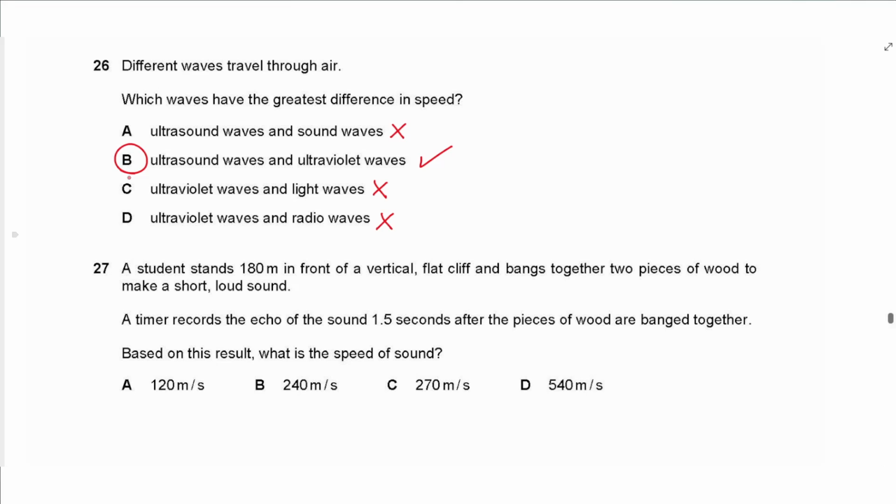Question 27 says a student stands 180 meters from a vertical flat cliff and bangs together two pieces of wood to make a short loud sound. A timer records the echo of the sound 1.5 seconds after the pieces of wood are banged together. Based on this result, what is the speed of sound? So for an echo, speed is equal to twice the distance going forward and back over the time. So we have 2 times 180 divided by the time 1.5. That gives an answer of 240 meters per second, so we choose B.